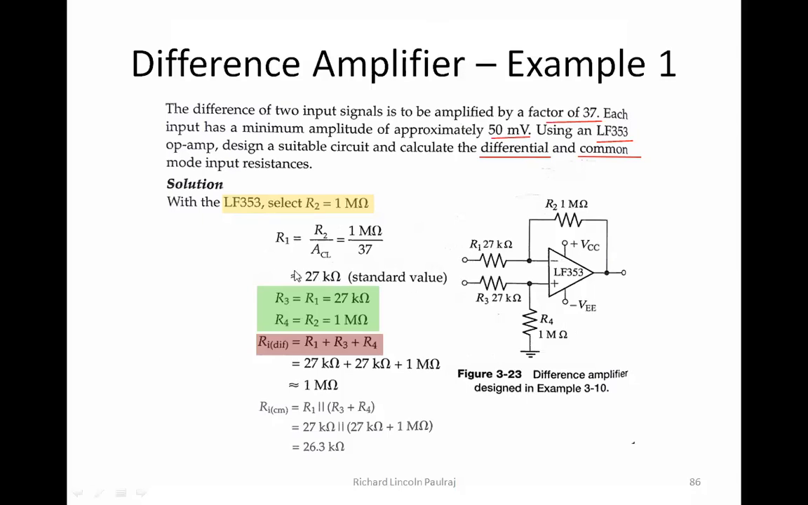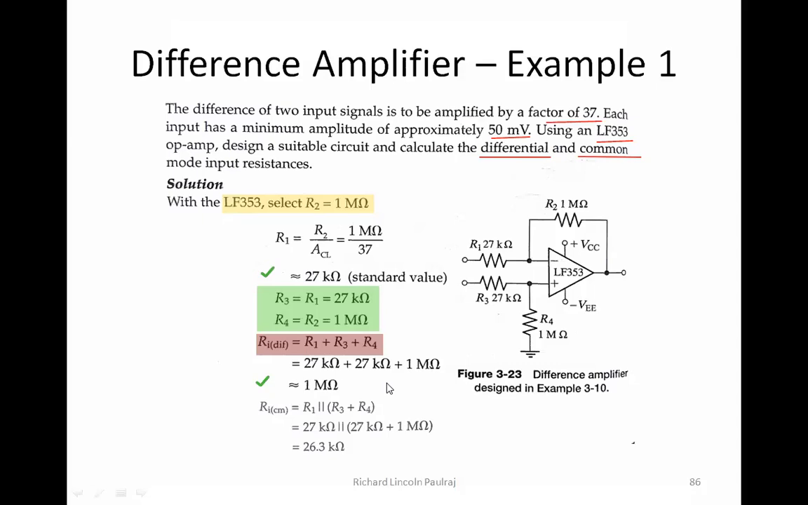So I think this value is right, isn't it? We're getting about 27. Yeah. Now we're getting about 1 mega ohm. So this is very much negligible. So we take the standard value, which is 1 mega ohm. So the input resistance of the differential amplifier in differential mode is going to be 1 mega.